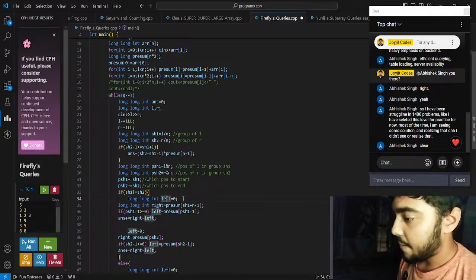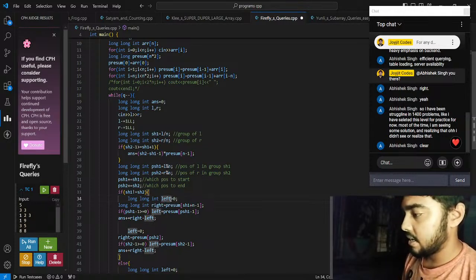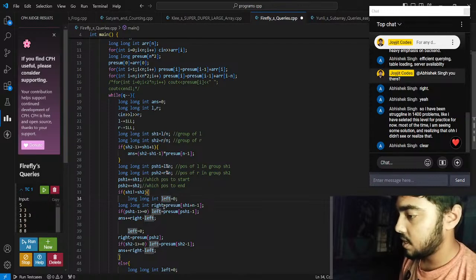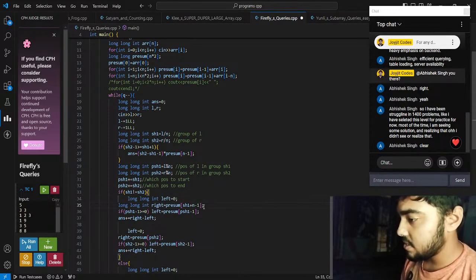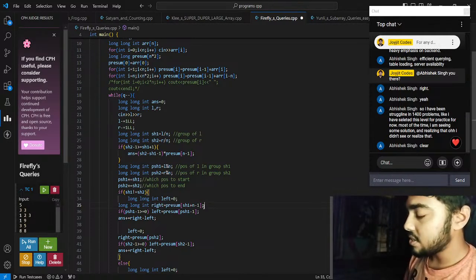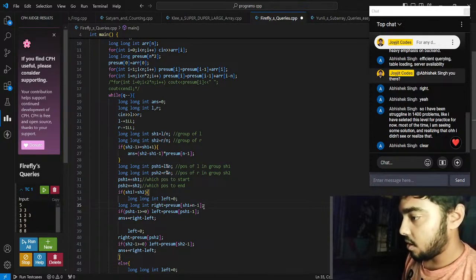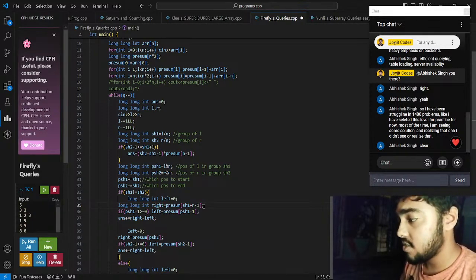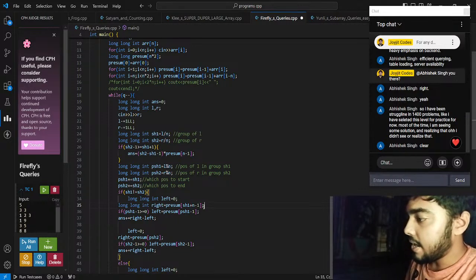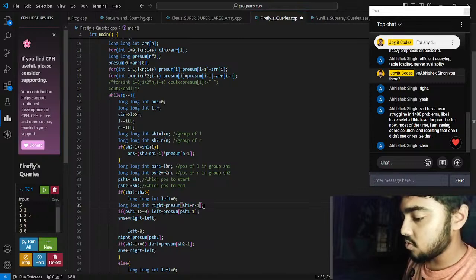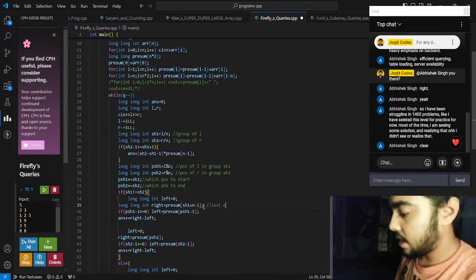Now if this happens, left is basically the prefix of left, and right is basically the prefix of SH plus n minus 1. Why is it SH1 plus n minus 1? Because this is going to tell us the last position. We know that SH1 tells us which group it is starting from, and every group has a size of n. So if we add n minus 1 to that group, it is going to tell us the last element of that group.